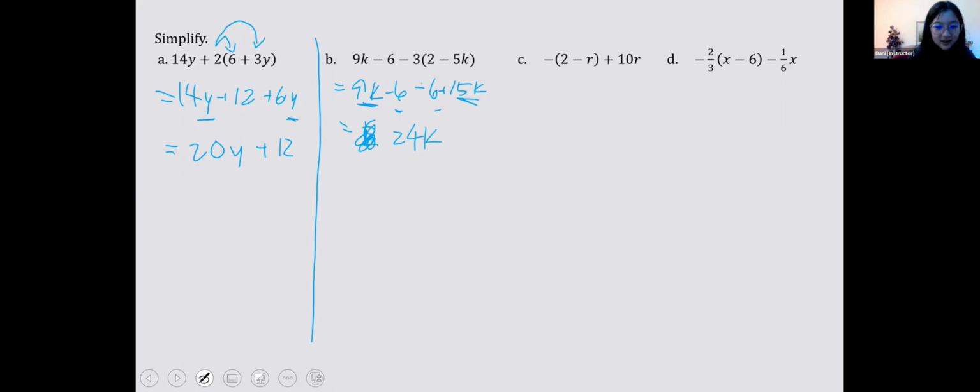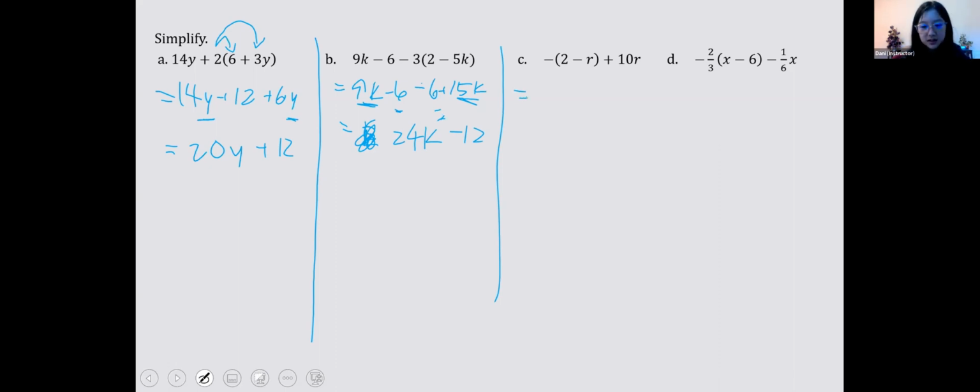And a little side note, this is like math grammar. We always order our terms by degree, and degree is the power, the exponents that these numbers have. So for this one, this is k to the first, and because this doesn't have any variables, it stays in the back. It's a constant. So we'll see more of this later.